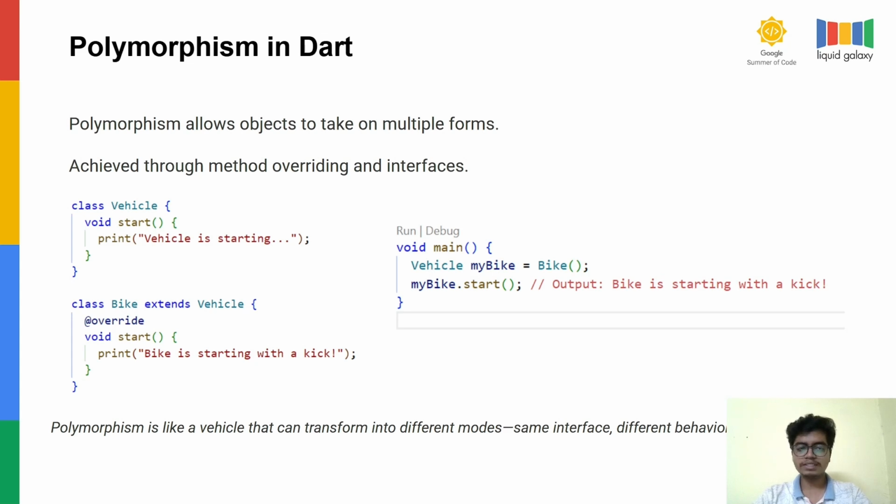In a real life example, you can understand polymorphism like a vehicle that can transform into different modes: same interface but different behavior.